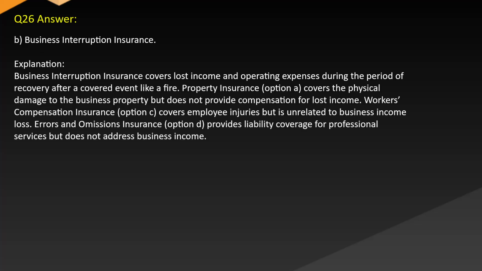Explanation: Business interruption insurance covers lost income and operating expenses during the period of recovery after a covered event like a fire. Property insurance, option A, covers the physical damage to the business property but does not provide compensation for lost income. Workers' compensation insurance, option C, covers employee injuries but is unrelated to business income loss. Errors and omissions insurance, option D, provides liability coverage for professional services but does not address business income.